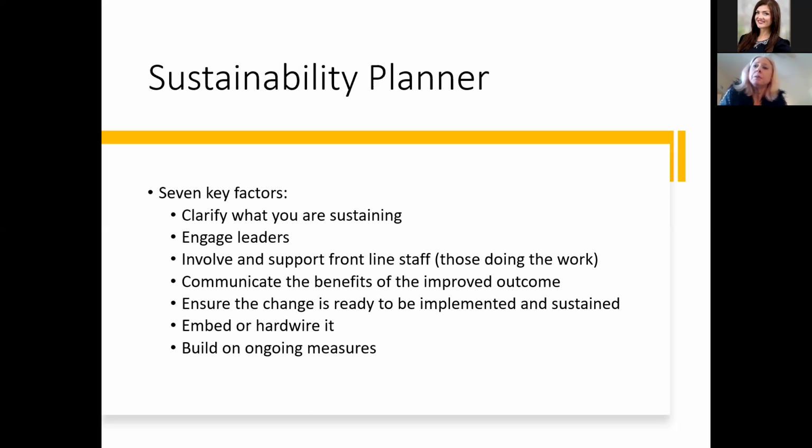Ensure the change is ready to be implemented and sustained. So you have some check marks to go through, some planning. Embed it or hardwire if possible. Those EMR enhancements can go a long way. And then build on your ongoing measurement. Maybe you're measuring quite a bit of things now and you want to pull out something specific, and we'll talk about that in a later slide. But just remember, like I said earlier, 70% of sustainability efforts fail. So it's real important to sit down and create a plan that will guide your sustainability going forward.